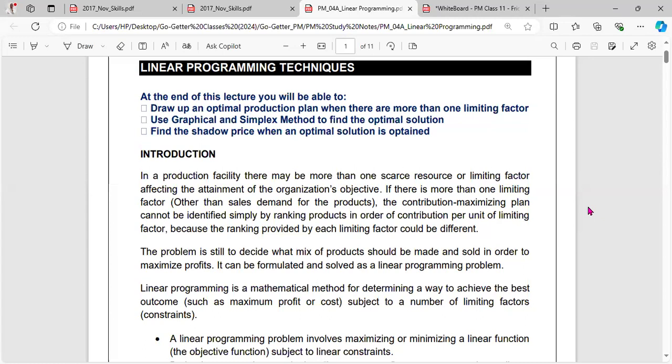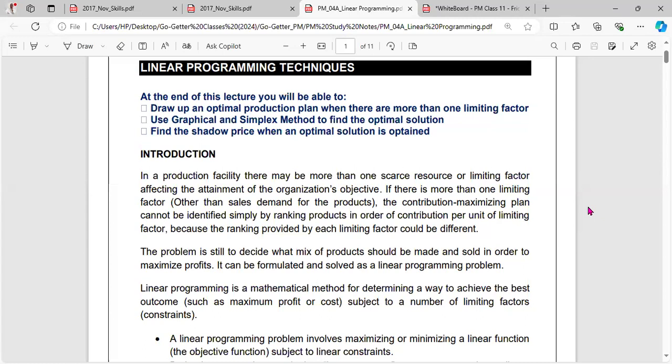In a production facility, there may be more than one scarce resource, as I mentioned, and when that occurs, you cannot just use ranking of your products and determine the optimal production based on the ranking. No, you must use something called the linear programming model to determine which is the best outcome.